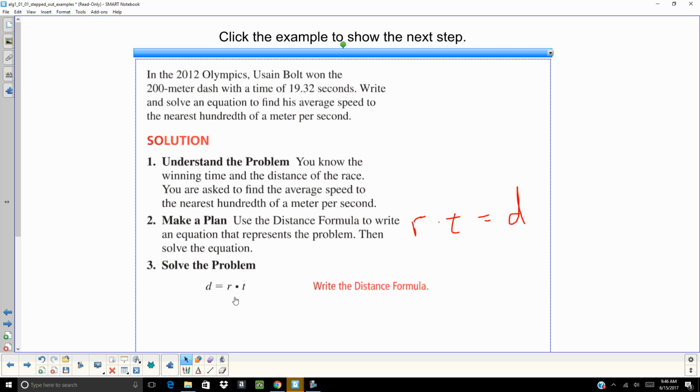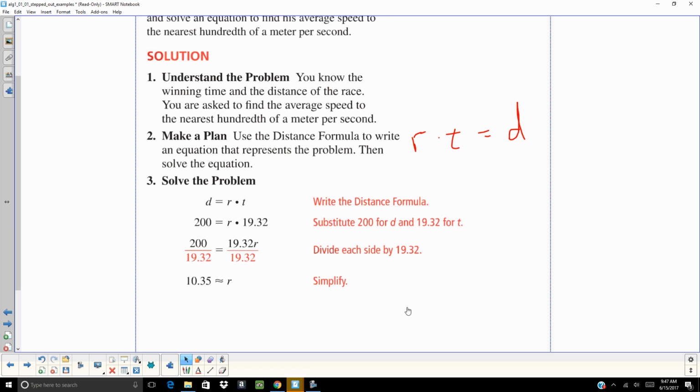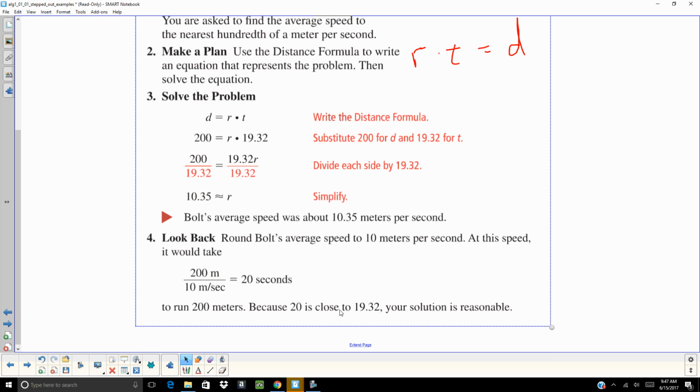Looks like they wrote it as distance equals rate times time. It's the same thing. I did r times t equals distance. So plug in what you know. You know 200 is the distance. Rate is what we are looking for. And our time was 19.32. Divide both sides by 19.32. And we're rounding that to the nearest hundredth, so that's why they have the approximate sign. So his average speed was 10.35 meters per second. And you look back, does that make sense? Yeah.